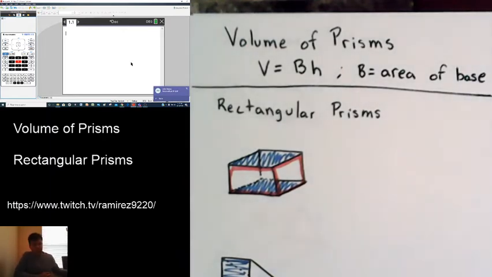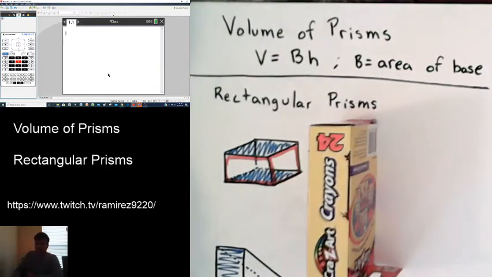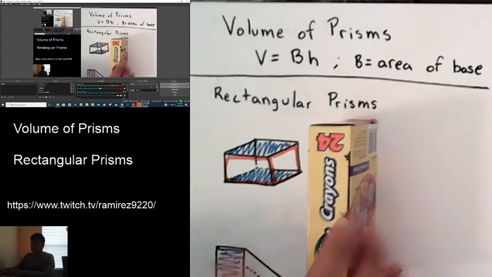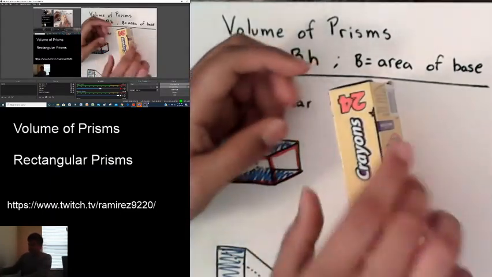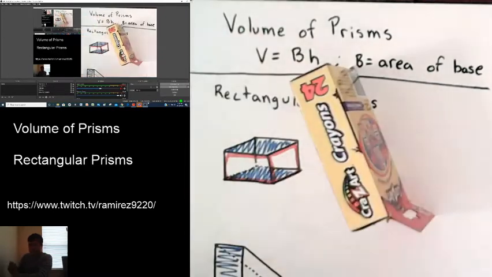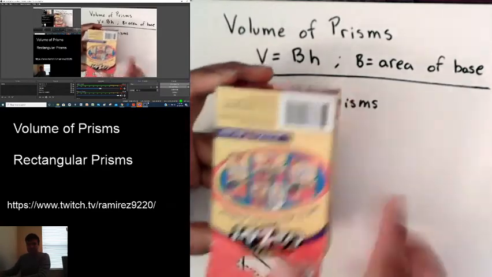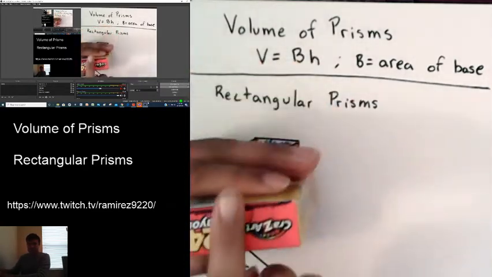So a prism, you could think of a box. I think that would probably be the easiest way to think about it. I'm going to show you here this crayon box that I have. And the reason it's called a rectangular prism is because it has two bases that are exactly the same. And connecting those two bases, you have rectangles.